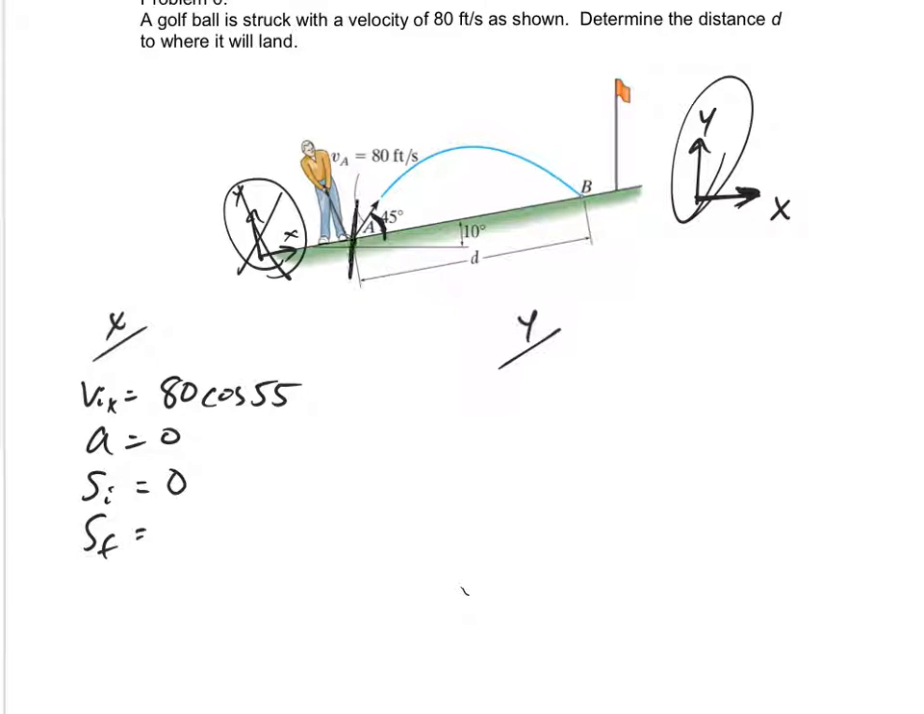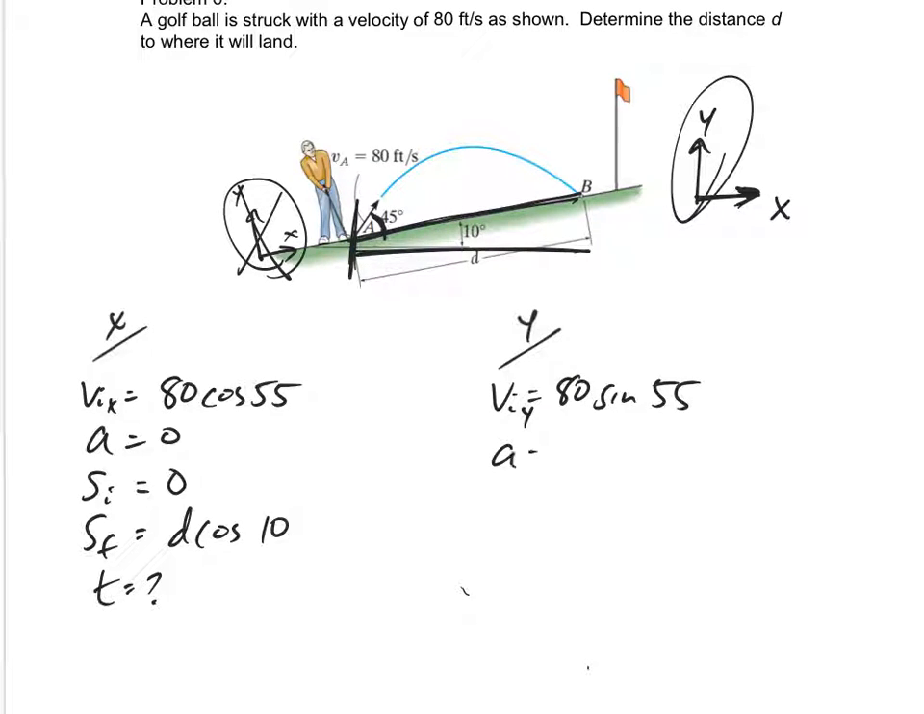Let me say it starts at 0 and it doesn't really end at D. D is this hypotenuse, and so the x final would be D cosine 10. In the y direction, the initial v in the y would be 80 sine 55. Acceleration would be, again, we're in feet, so negative 32.2 feet per second squared.